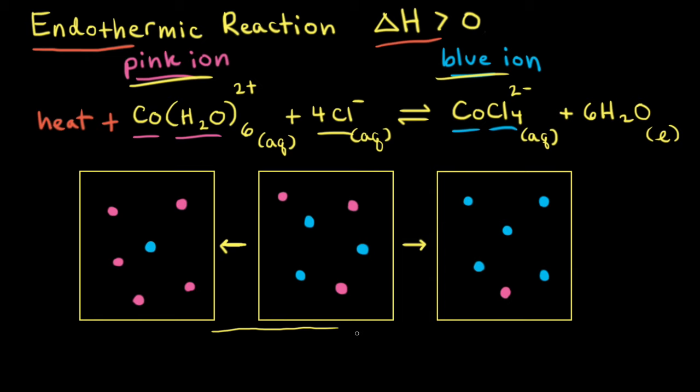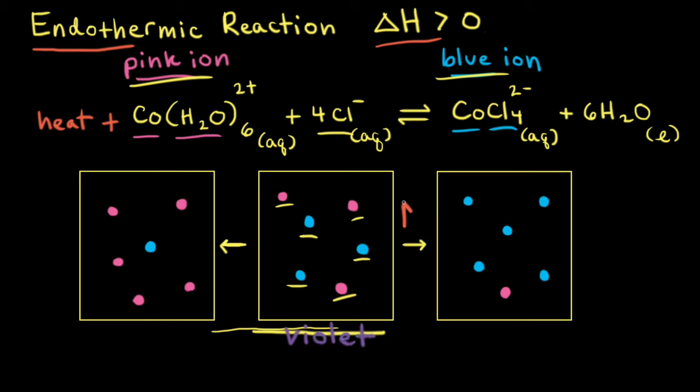However, these drawings aren't designed to be completely accurate for this particular reaction. They're just to help us understand what color we would see. For example, let's say that this middle particulate diagram represents the reaction at equilibrium. And if there are decent amounts of both the blue ion and the pink ion at equilibrium, the resulting equilibrium mixture, so this is an aqueous solution, would appear to be purple or violet.